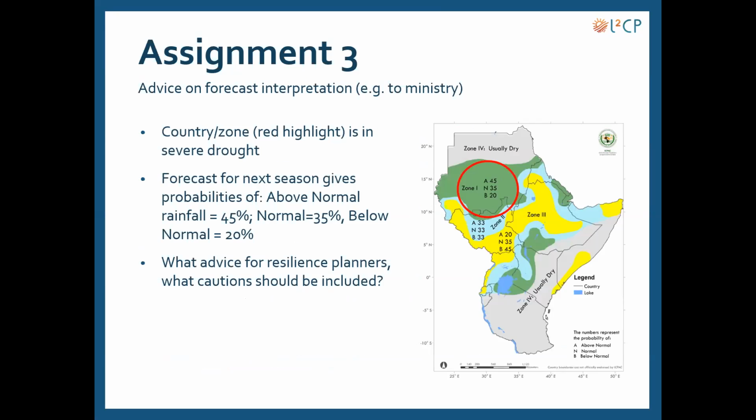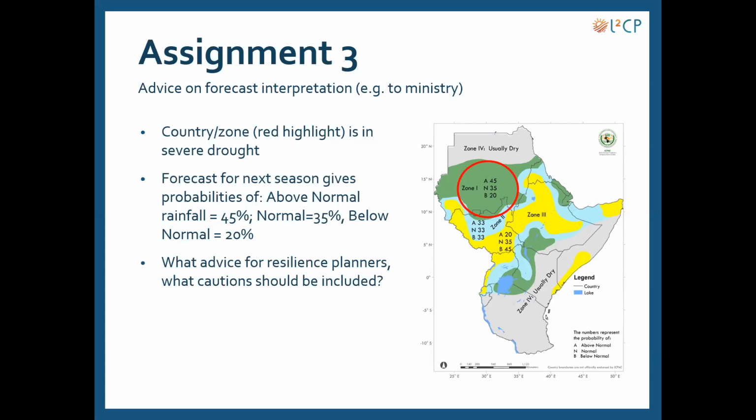So, moving on to assignment 3, where we're looking at advising your stakeholders, ministries, for example. We set up a scenario where I've shown the red circle. There had been a severe drought and it was in progress. And the next forecast was coming up with a 45% chance of above, 35% of normal, and 20% of below normal. So on the face of it, a very favorable looking forecast. What advice can you give to resilience planners, and what cautions should be included here?